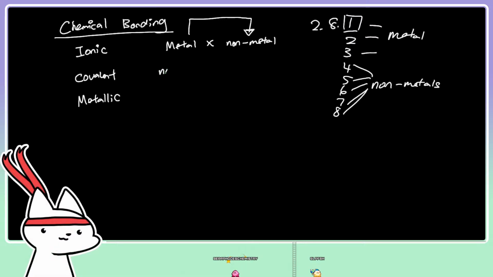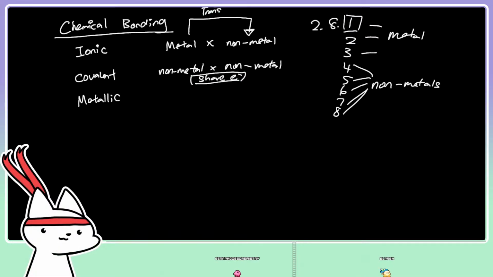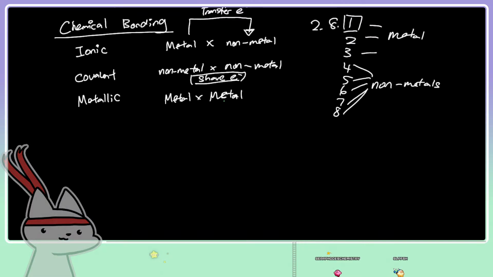And covalent will be non-metal and non-metal, and they share electrons. Ionic is the transfer of electrons from metal to non-metal. Then metallic will be just metal and metal, forming a mixture of metals most of the time. And if it's a mixture of metals, there'll be an alloy.